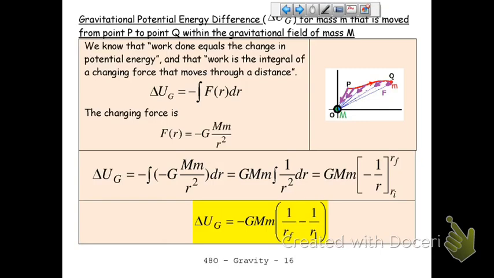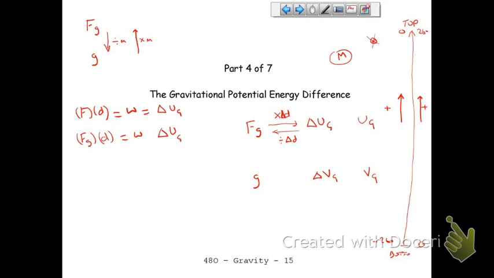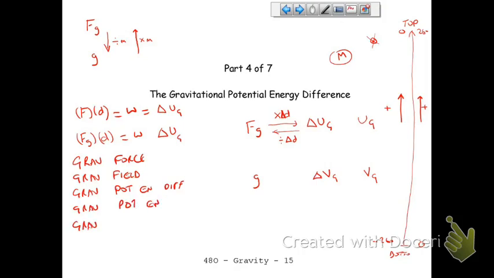So there are terms, and you've got to be clear about this. There's grav force, grav field, grav pot'n diff, grav pot'n, grav pot diff, grav pot. Six things, and they all mean something slightly different, and it's easy to get them confused.